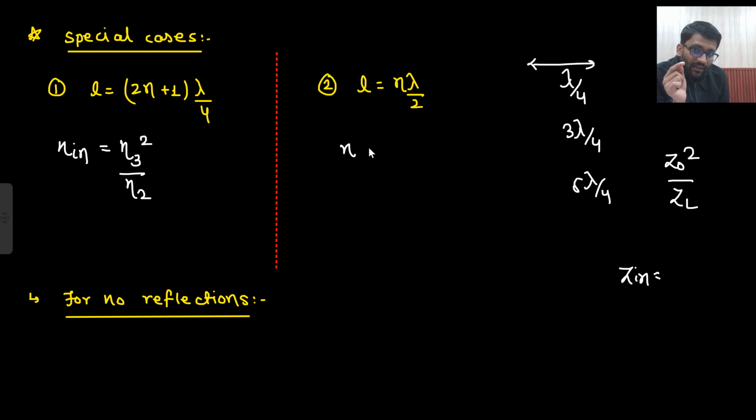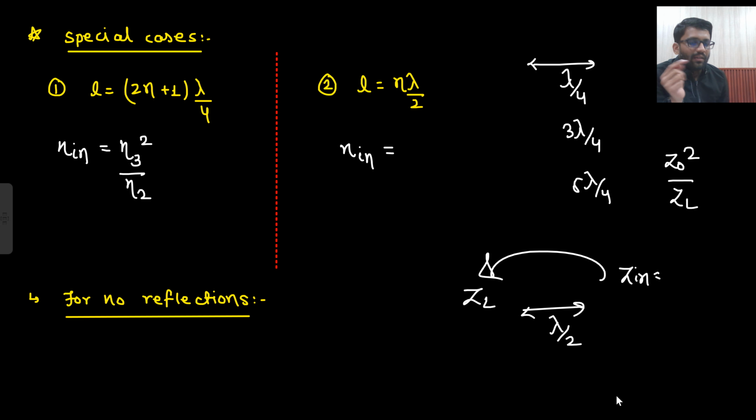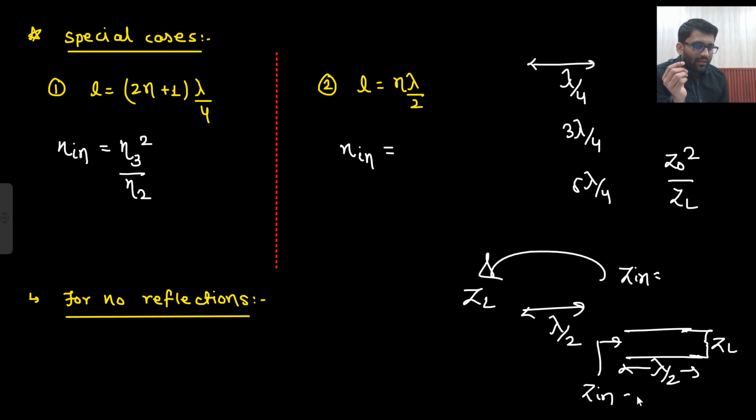And what about neta in if the length is a multiple of lambda by 2? Do you remember? In a transmission line, if our length was a multiple of lambda by 2, then what used to happen? The complete load will come in front. Like this is my transmission line, this is ZL, and if the length is a multiple of lambda by 2, from here what will be the Z in? You will see the load will come out here. Z in will be ZL only. So similarly here, neta in will be equal to, what is my ZL here? My ZL is neta 2. So these are two special cases.